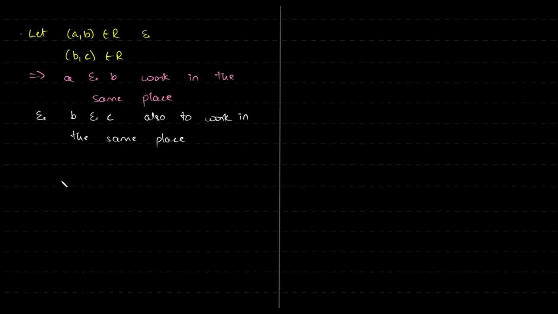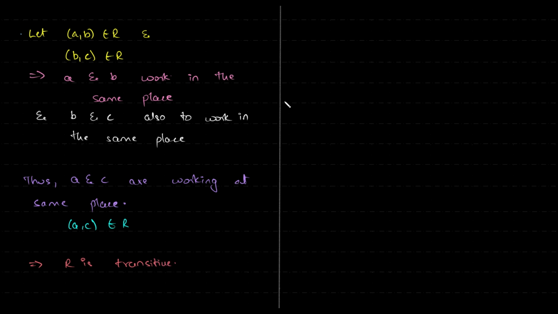So with all of this, what can I tell? Thus A and C are working at the same place. And so what can I tell from this? (A, C) belongs to R. Agree? So from this, finally I can tell R is transitive too.